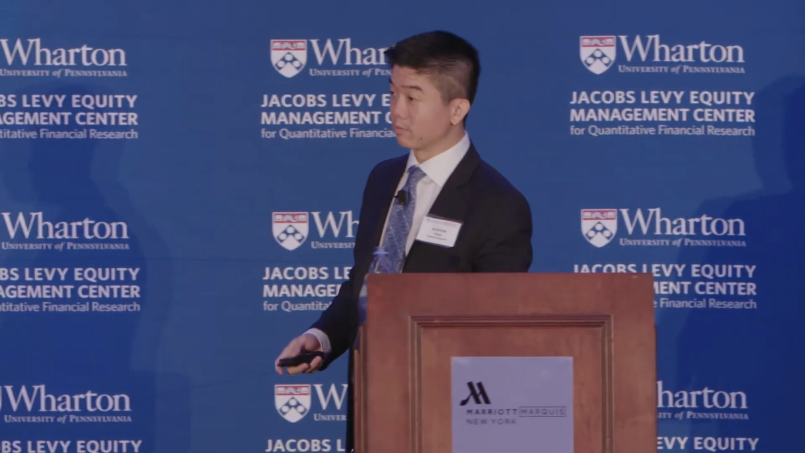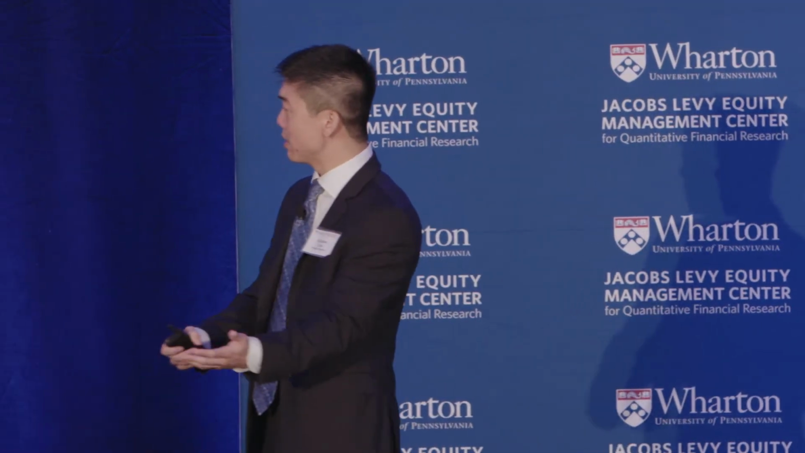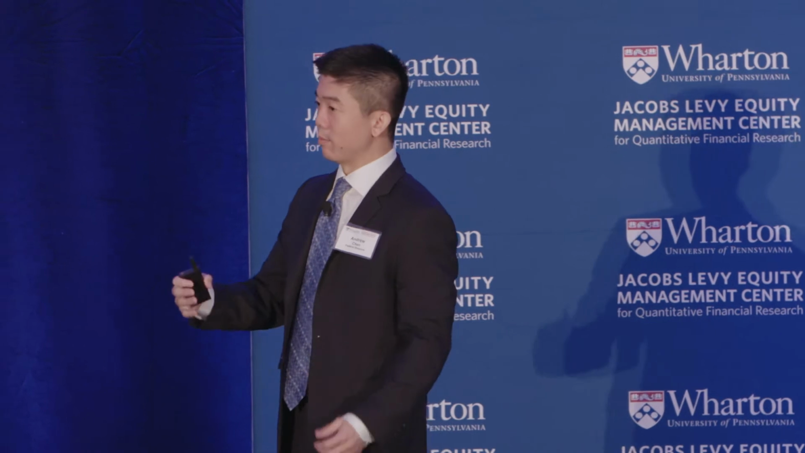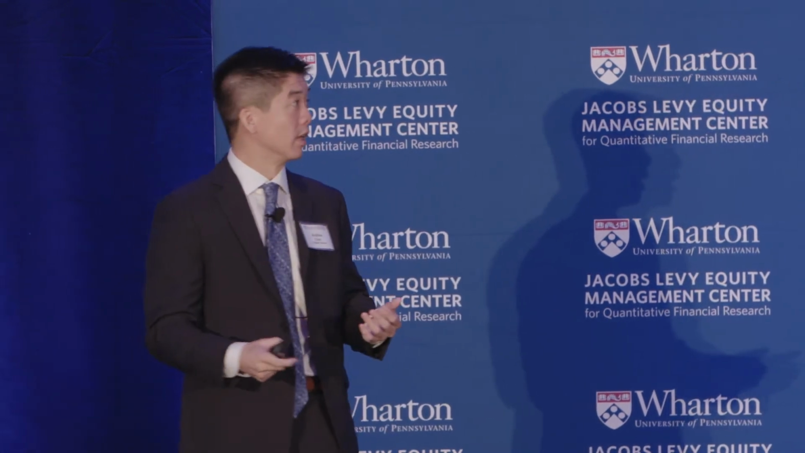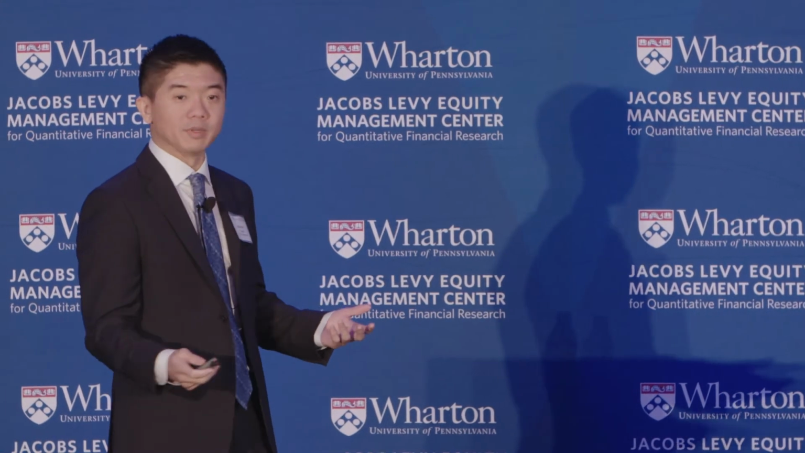So that brings us to some cost mitigation. So we're going to combine 2 techniques to mitigate costs. These 2 techniques attack the 2 dimensions of the problem. The 2 dimensions are the price and the quantity, the spreads you pay, and the turnover. We'll look at value weighting to reduce the spreads paid, and we'll apply a technique called the buy-hold spread. You may know of it as banding to reduce turnover. My co-author, Mikhail Velikov, together with Robert Novy-Marx in a couple papers, show that these 2 strategies together outperform several other cost mitigations.